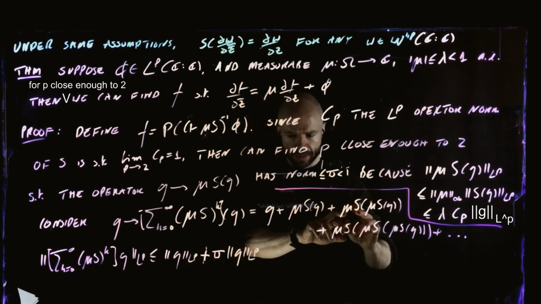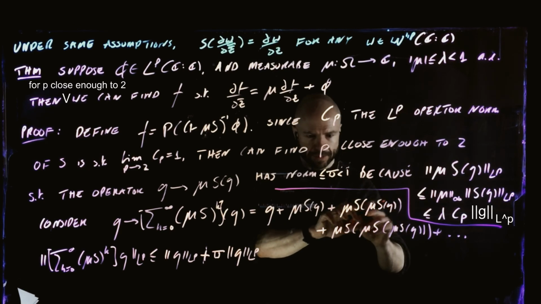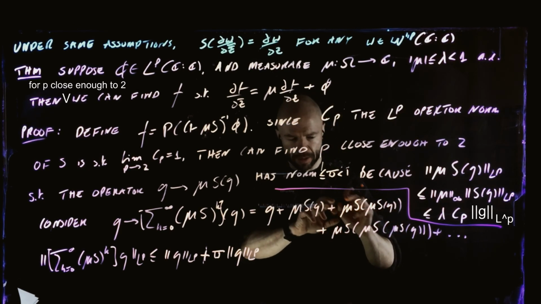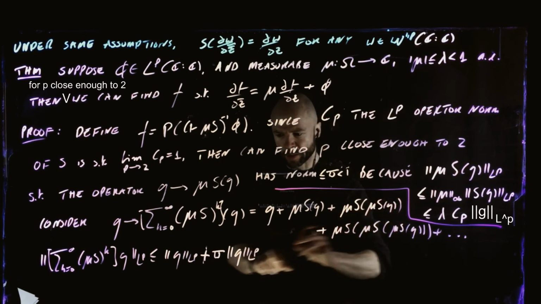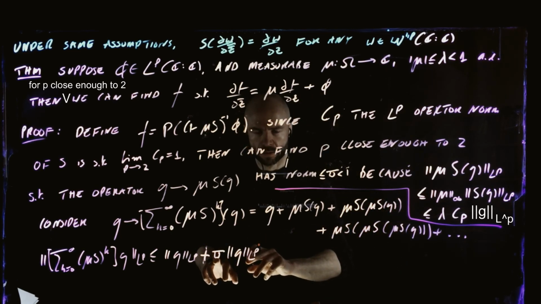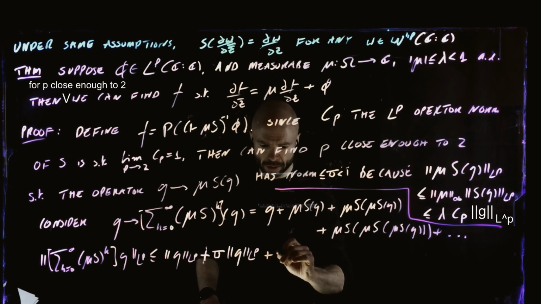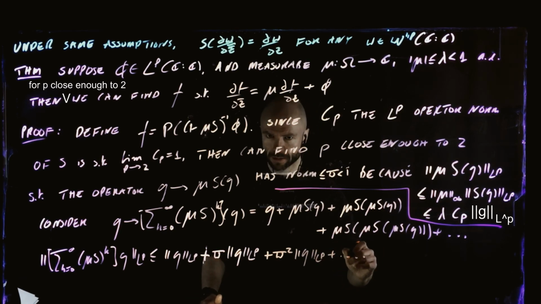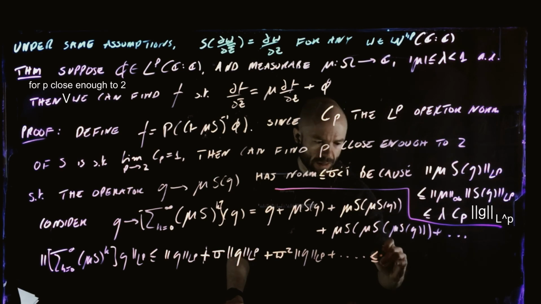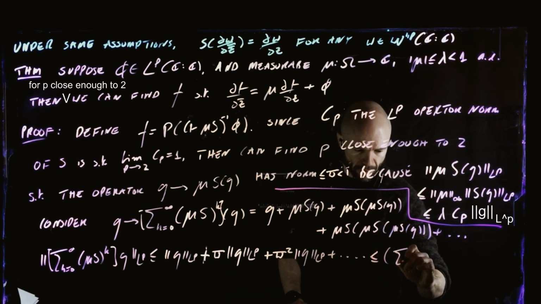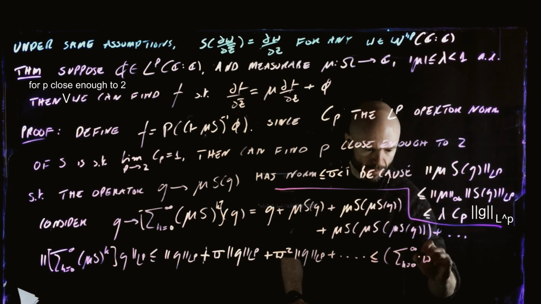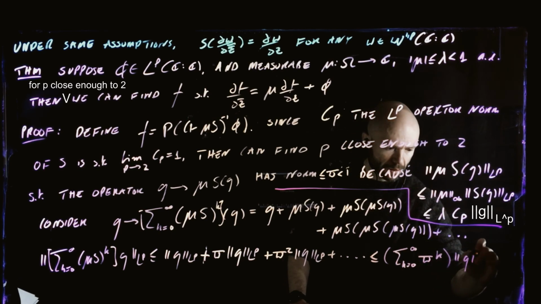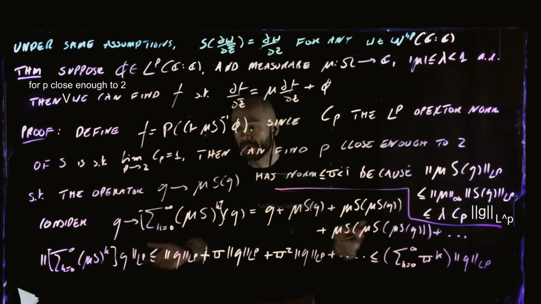And then this guy is going to be bounded above by omega times the LP norm of this thing, and the LP norm of this thing is this thing. Yeah? So then the next time will be omega squared times the LP norm of G, and so on, like this. So it's less than the sum from k equals 0 to infinity of omega to the k times the LP norm of G. So this is a bounded operator.